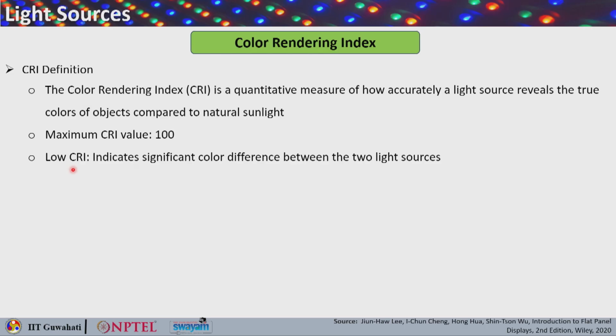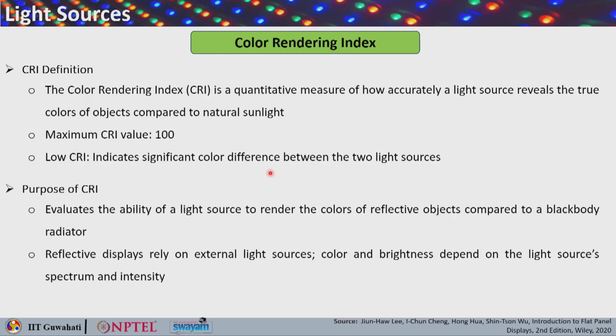So, when you have low CRI, it basically indicates color difference between the two light sources. So, what is the purpose of CRI? It basically evaluates the ability of a light source to render the colors of the reflective objects compared to a black body radiator. You can compare it to sunlight also, and the reflective displays basically rely on external light sources. So, the color and the brightness depend on the light source's spectrum and intensity. So, having a good CRI is very important.